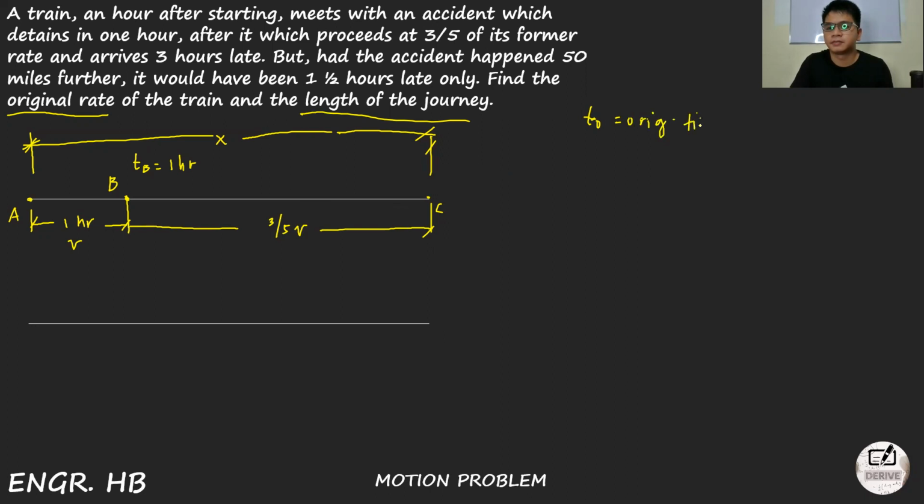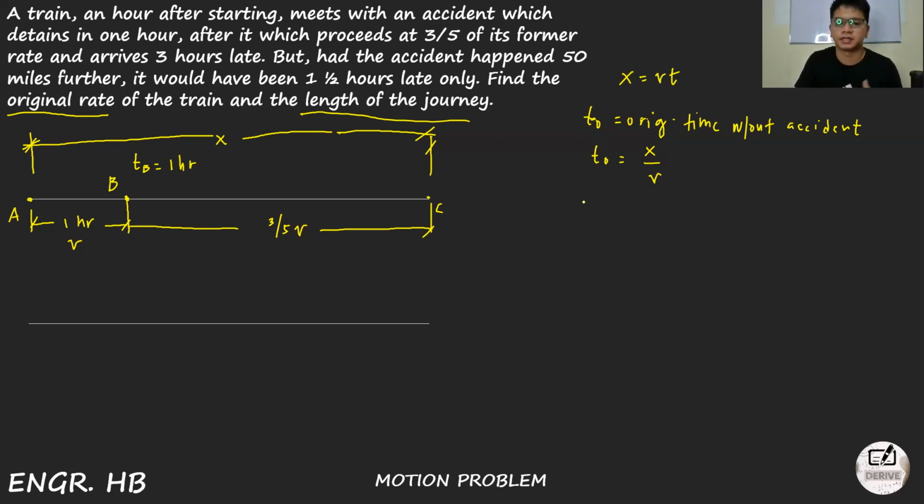Original time without accident. So we all know that in motion problem, kapag diretso, constant velocity, walang hinto, walang hindrance, x is equal to vt. Alam natin yan. So kung walang aksidente, ang original time natin is x over v. So total distance mo ng x, meron kang v dito na velocity.